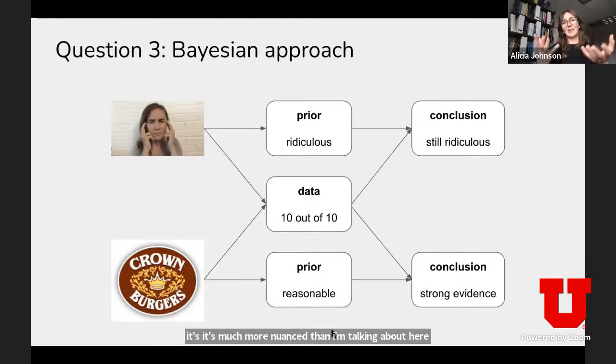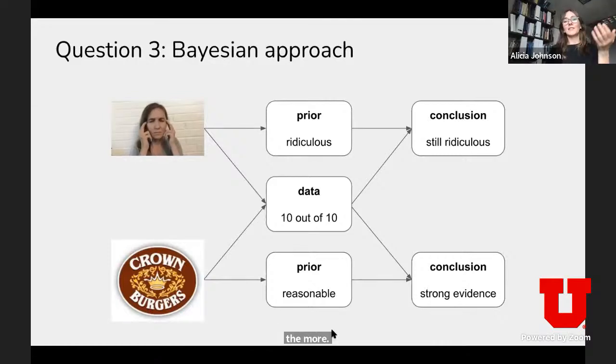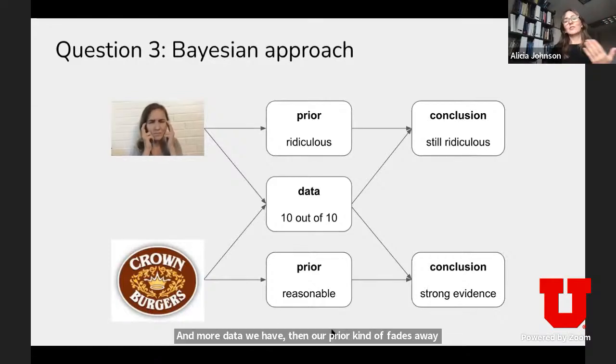I'll say also that this means the more and more data we have, the more our prior fades away, and our Bayesian and frequentist conclusions are going to be the same, or at least the overall vibe of those conclusions, if not the technical aspects of those.